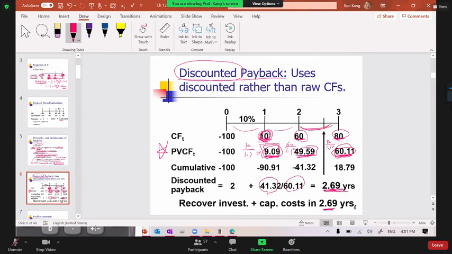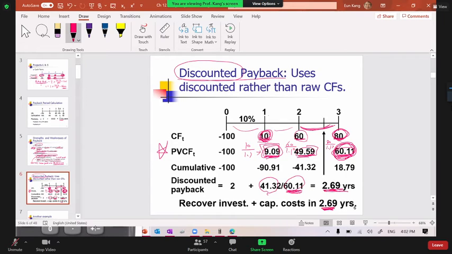This 60.11, when you calculate 60.11, you assume that cash flow is at the end of the year, 80. So that's why 80 divided by 1.1 cubed, right? But when you calculate discounted payback period, you just divide 41.32 by 60.11. That means the assumption is 60.11 occurs evenly throughout the year, right? That's pretty inconsistent. So this is still not very scientific, but a slight improvement over simple payback, right?